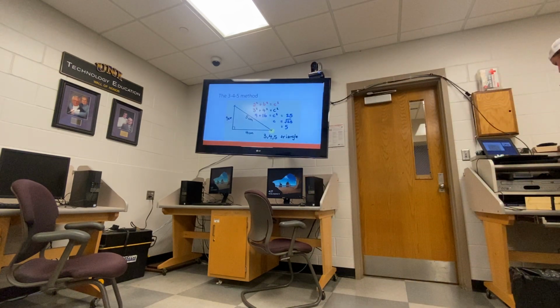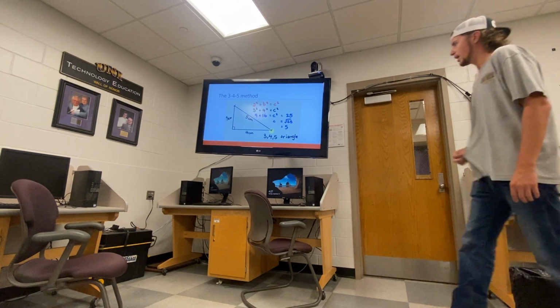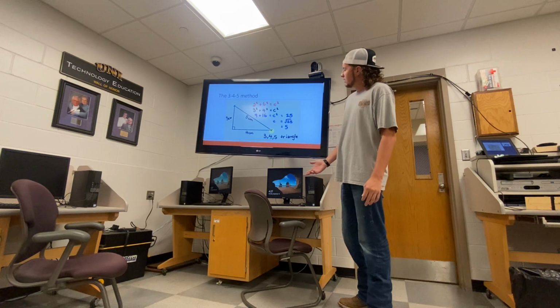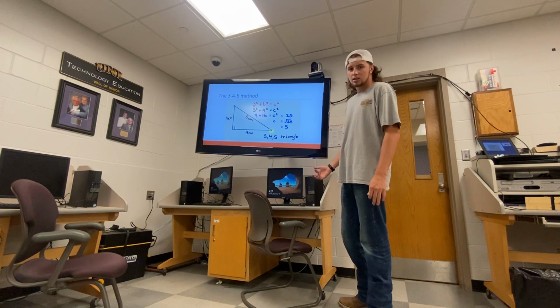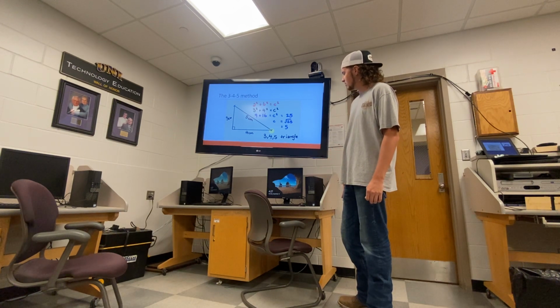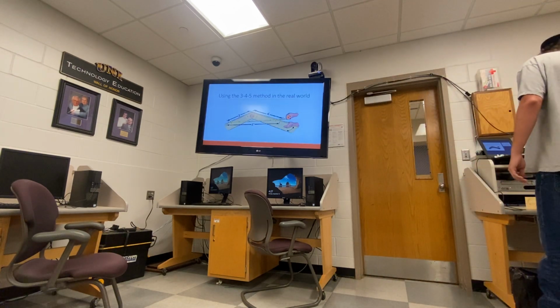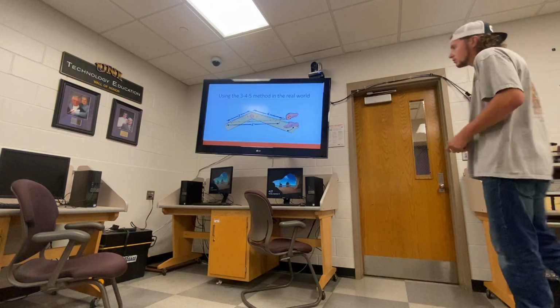Here's another picture of the 3, 4, 5. Goes into a little bit more depth, a little bigger so you guys could see it. You couldn't see the other one. A squared plus b squared equals c squared. If it's a right triangle, it always works. And then this is a picture of how they use it in real life.